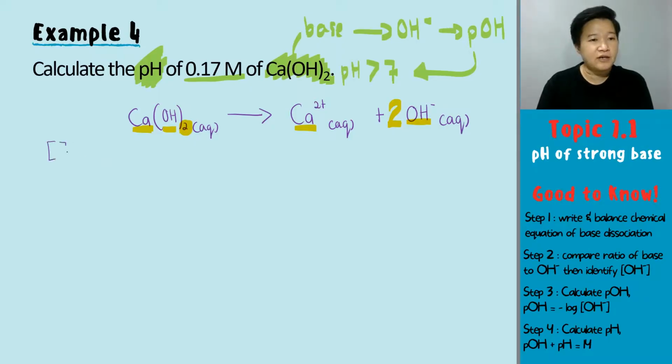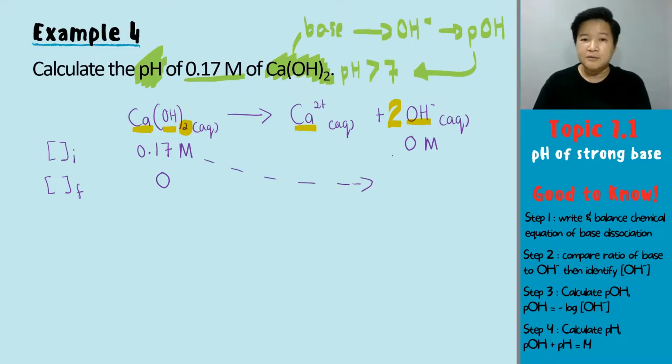So starting off with the initial concentration of your calcium hydroxide, it is 0.17 molar. The initial of OH minus is 0 molar because nothing is produced yet. And at the final over here, your reactant will finish. So when your reactant finishes, that means everything will be converted to your OH minus. But can you see the 2 mole? It's a 2 mole over here, a 1 to 2 ratio. That's why it will become 2 times 0.17 molar.